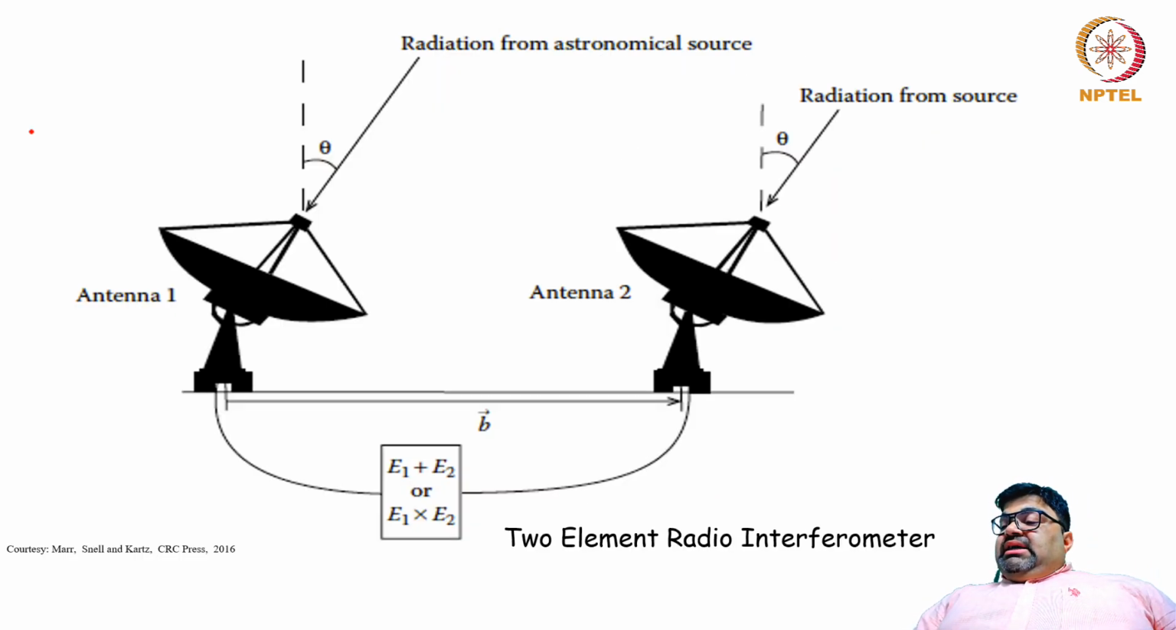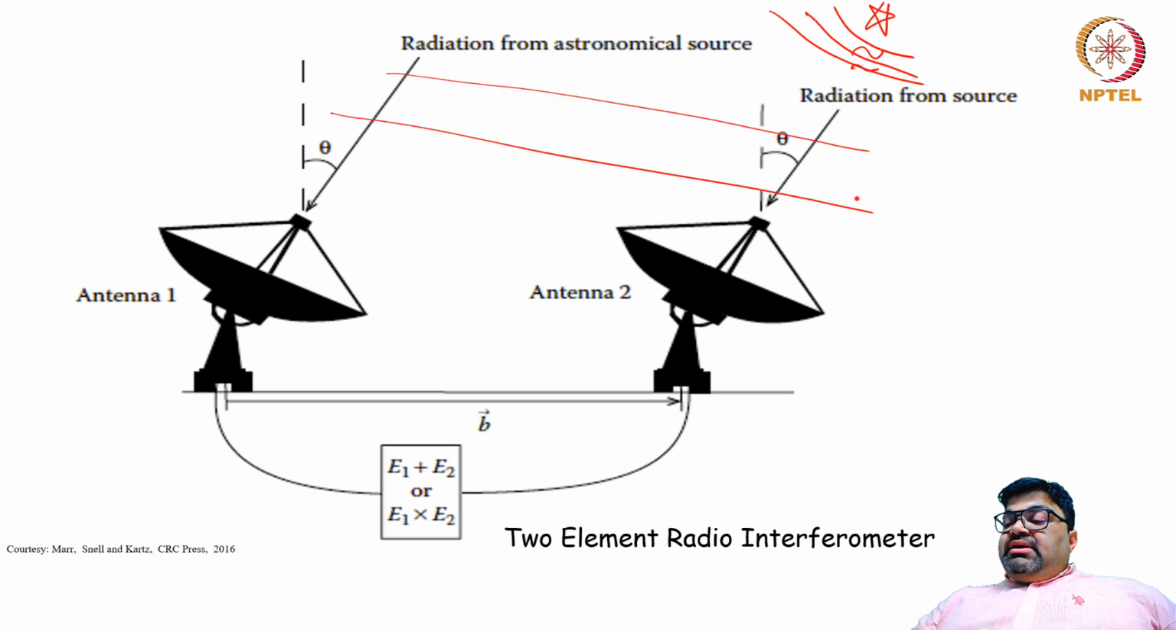Since the radio star or radio source is at infinity, or very, very far away, even if the two antennas are looking at the same source, in the far field they will have parallel rays. What happens is this star emits spherical waves, but very far away they become parallel rays. How is that true? That can be easily understood.